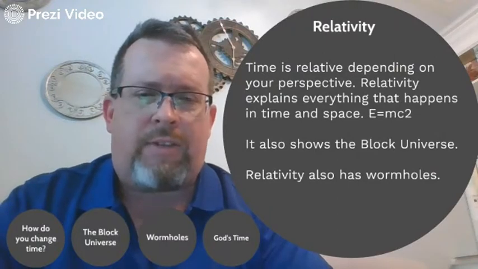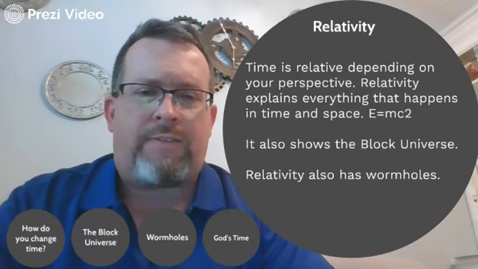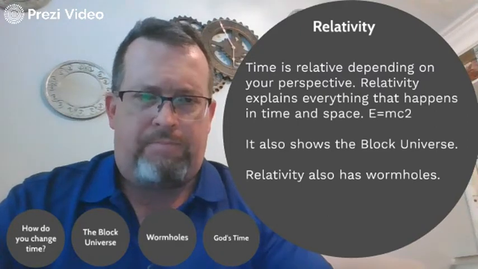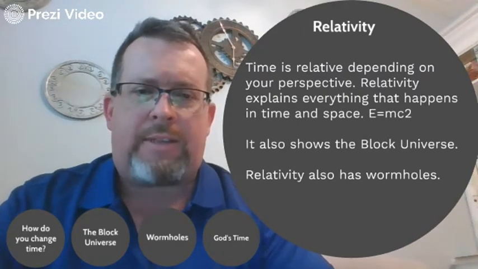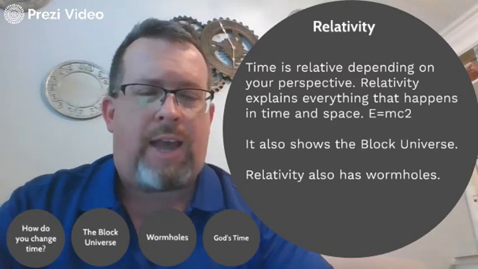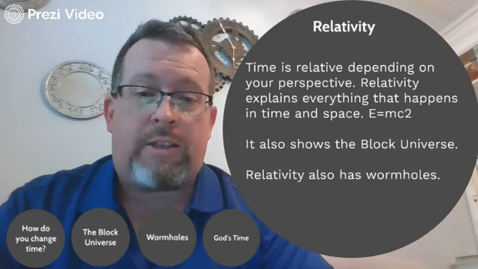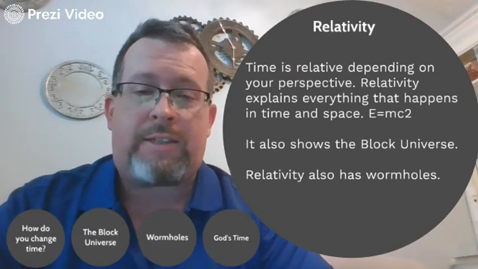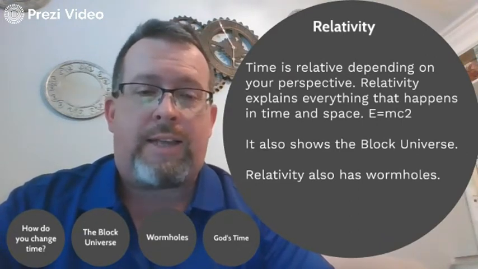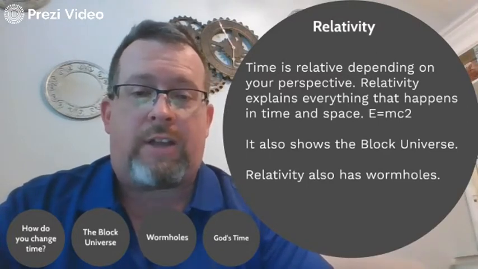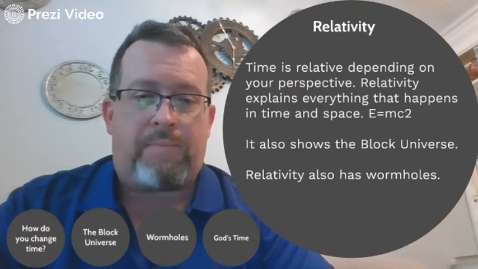Relativity, Einstein's theory of relativity, says time is relative depending on your perspective. Relativity explains everything that happens in time and space, or space and time. You have a really simple equation, E equals mc squared, that explains everything that happens in space-time. You can replace the m and the c and the e for anything, and you can get all of the laws of physics drawn out from that.